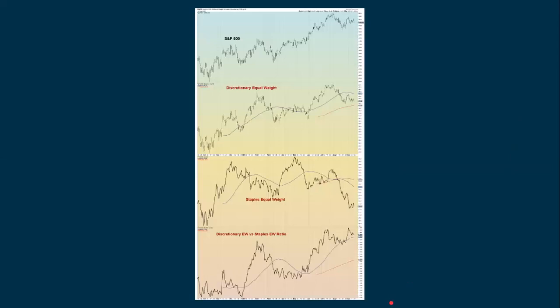Then we have a study which looks at an equal weight ETF of discretionary and compares it to an equal weight ETF of the staples. And we're going up overall, even though we've been declining lately. This means that discretionary is outperforming staples, which is what we're also seeing in some other studies that we do. And when this is happening, that produces more of a growth environment rather than a value environment.